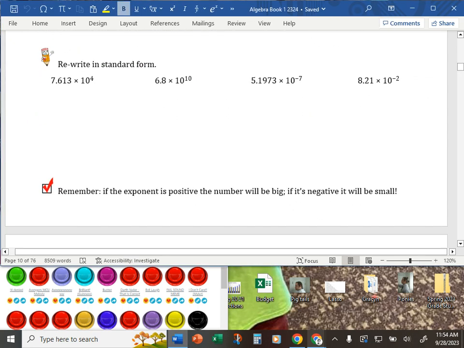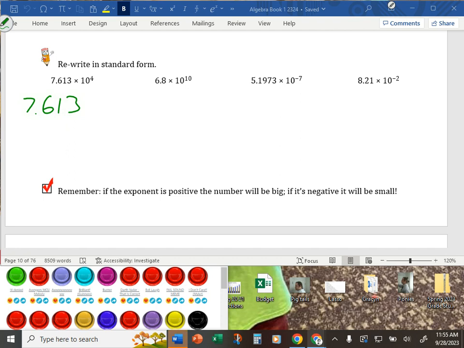The first section, you need to rewrite these numbers in standard form. So now we're going from scientific notation back to the original. So 7.613 times 10 to the 4th. Which direction is this decimal going to be moved? To the right, because the power is positive. How many times will we move it to the right? 4. Doesn't mean the number has 4 zeros. That's how many times we're multiplying by 10. That's how many times our decimal gets moved, 2, 3, 4.